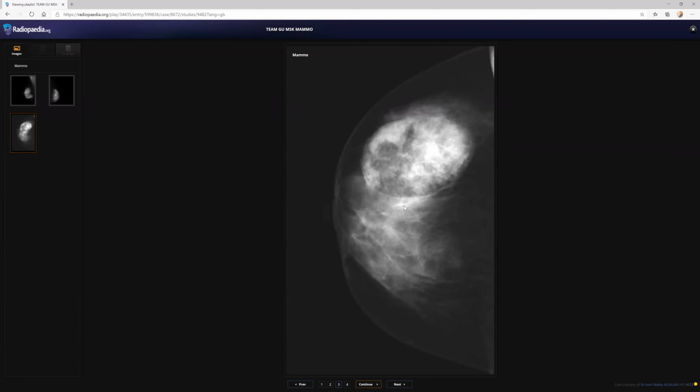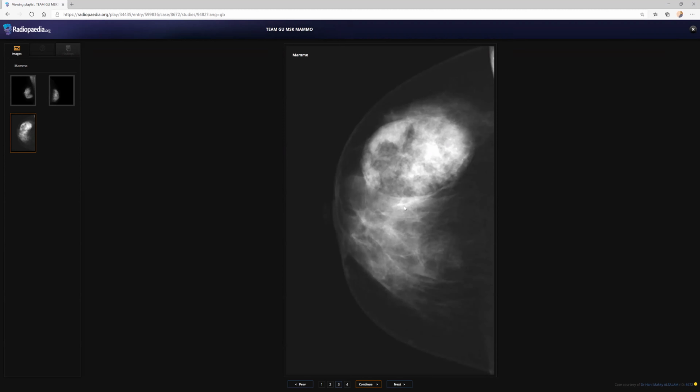There is no skin thickening. The nipple seems to be normal with no retraction. There are few tiny foci of calcification within it. There is no other obvious pathology in the rest of the breast parenchyma.